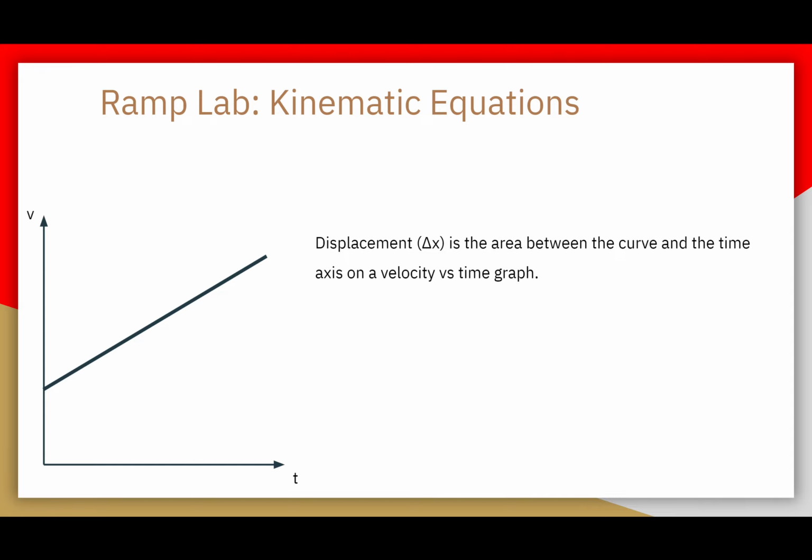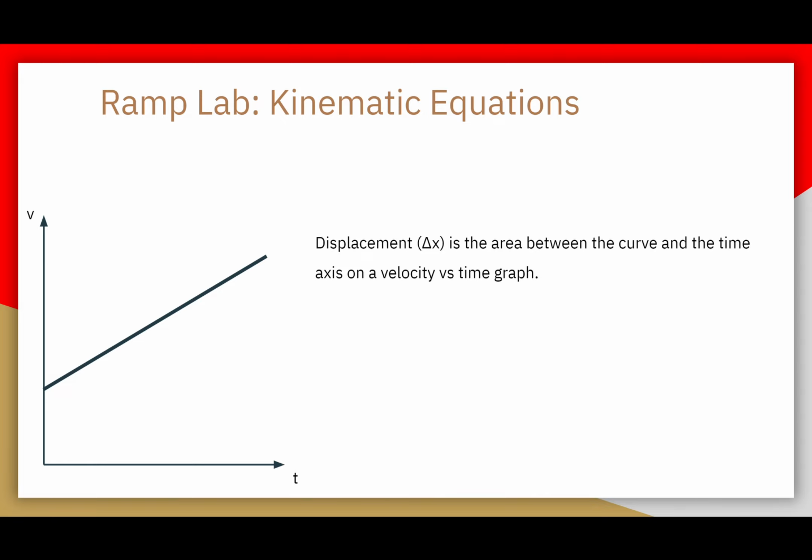So if we're going to look at a velocity versus time graph where we have a constant uniform acceleration, that means that on a VT graph, we would end up with a constant slope. Now, because we're trying to figure out a relationship between position and time from this graph, we need to be able to determine position from this. What we do know is that displacement, which is a change in position, is the area between the curve and the time axis on a velocity versus time graph.